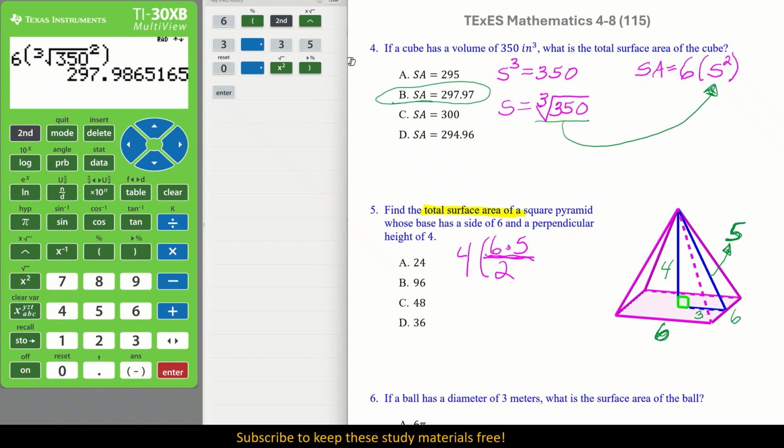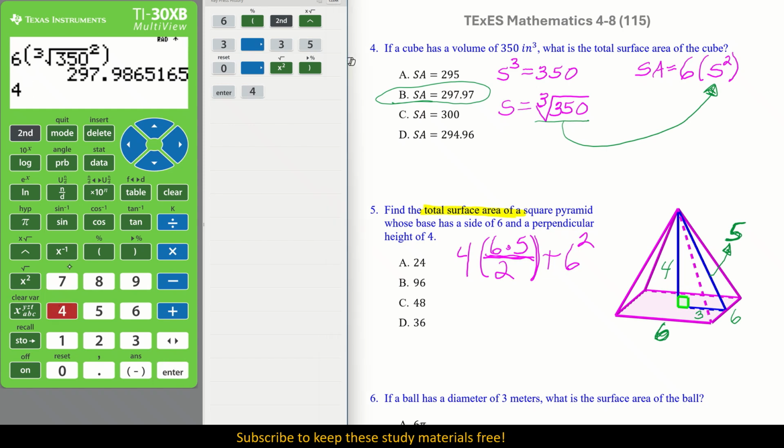However, we have something missing. That's just the lateral. Now we need the area of the base. So that's 6 times 6, right? So that's 6 squared. So let's put it all together and see what happens.